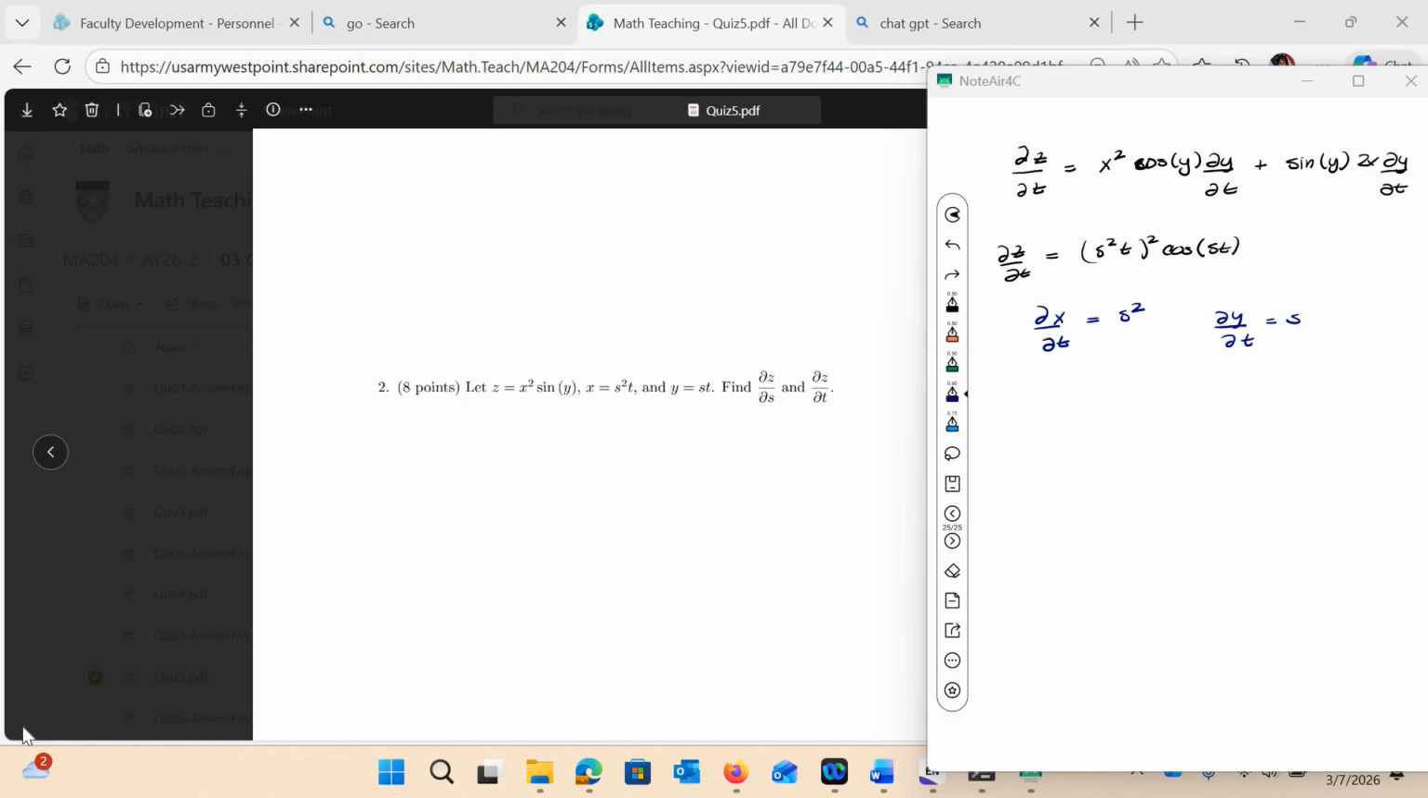I'm going through this part faster. So if I was going to put those in, I would have s here, and sine would be sine of st. And then here I have, instead of 2x, I'm going to have 2 times s squared t. And then the partial of y with respect to t is just s. So I just substitute those all in. That's pretty much it. This is straightforward, just cranking through the machinery.